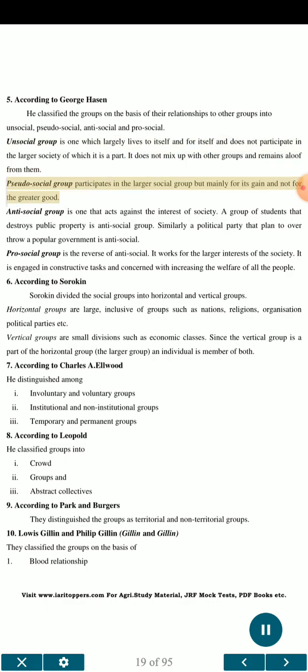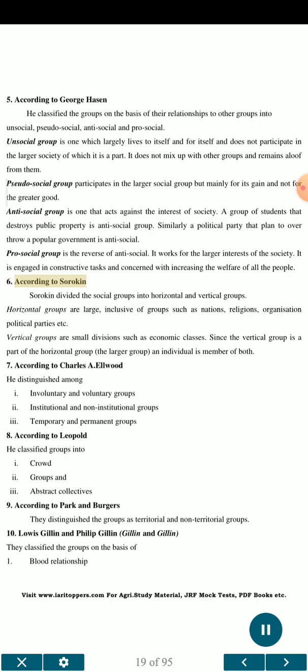Pseudo-social group participates in the larger social group but mainly for its gain and not for the greater good. Antisocial group is one that acts against the interest of society. A group of students that destroys public property is antisocial group. Similarly, a political party that plans to overthrow a popular government is antisocial. Pro-social group is the reverse of antisocial. It works for the larger interests of the society. It is engaged in constructive tasks and concerned with increasing the welfare of all the people.